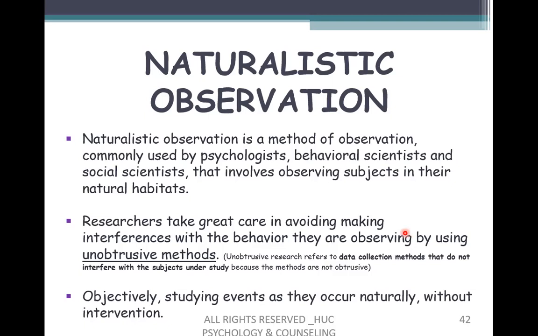Naturalistic observation is a method of observation commonly used by psychologists, behavioral scientists, and social scientists that involves observing subjects in their natural habitats. So, you know that when you observe a subject, that means a particular person's behavior, the accuracy will be high if that person is in his or her natural habitat.